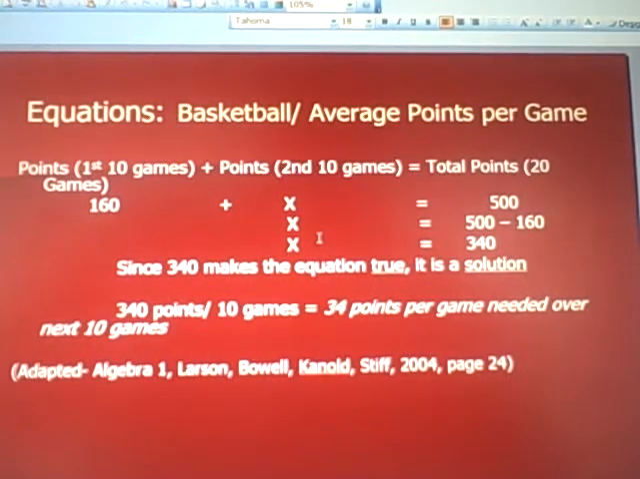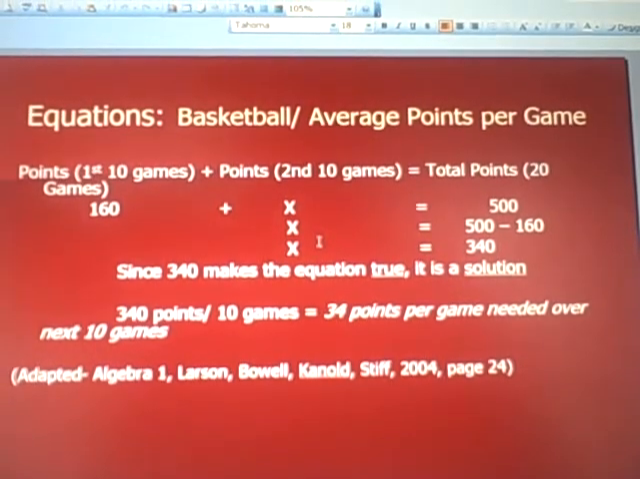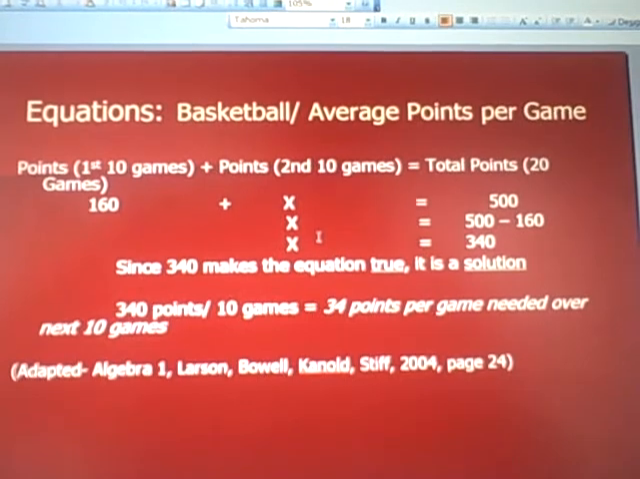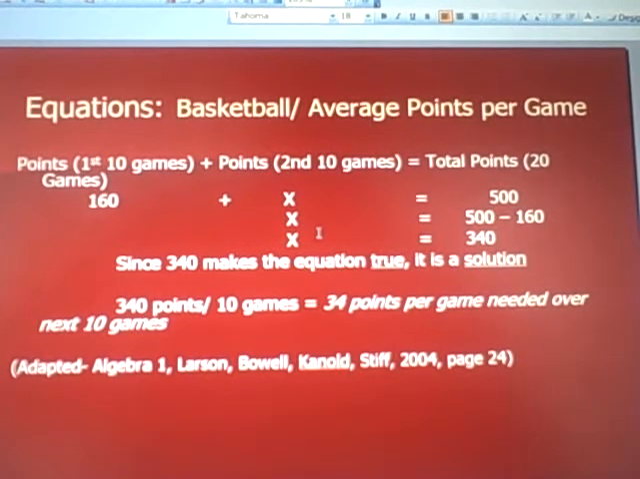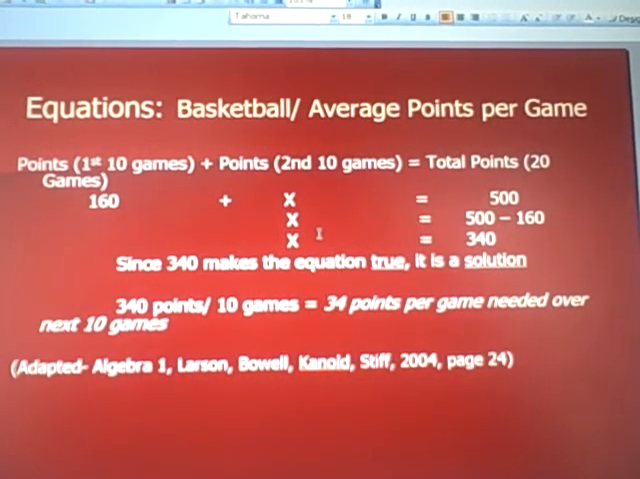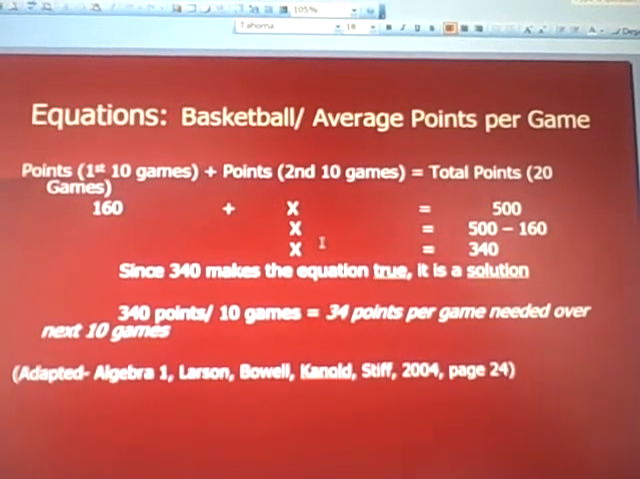So we solve for x, we subtract 160 from each side, and we end up with x equals 340. Since 340 makes the sentence true, it's a solution. We take the points 340 divided by the games 10. We get 34 points per game is needed over the next 10 games to meet his scoring average goal.